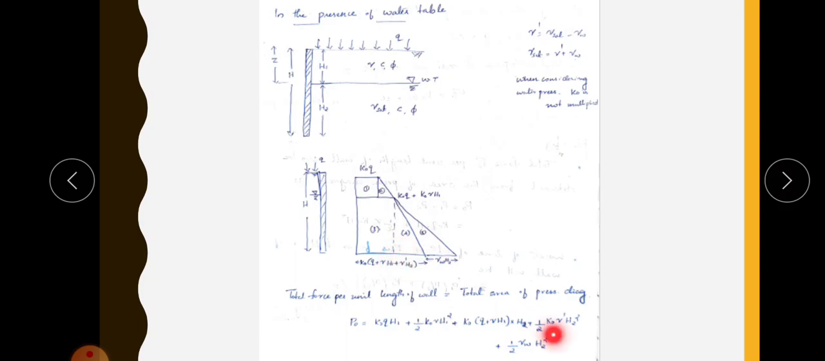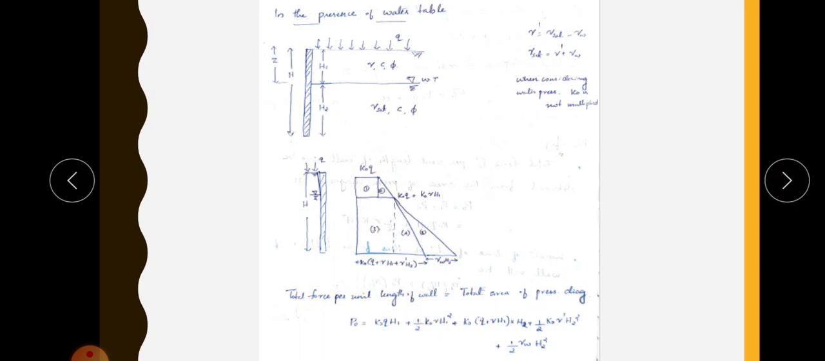So half into k naught into gamma dash, because here submerged gamma dash into this height h2 square. And the last one, fifth diagram, rectangle. So half into unit weight of water into h2 into h2, that is half into unit weight of water into h2 square. Like that we can find out the total force for this case. Okay, so this is the procedure.